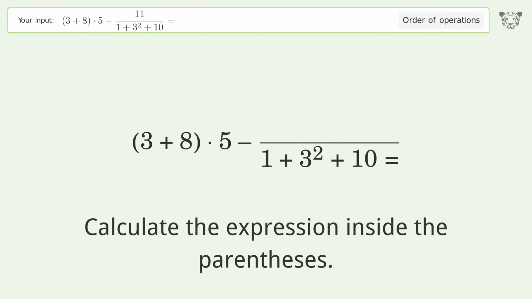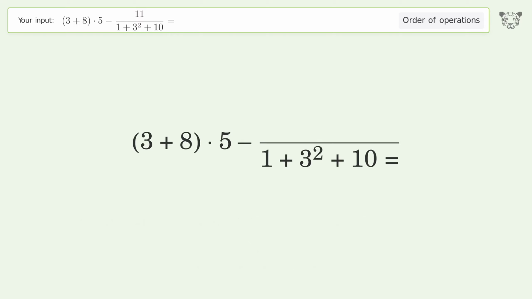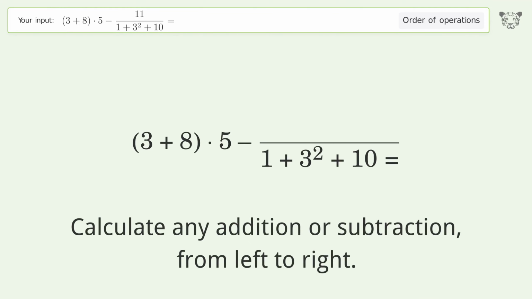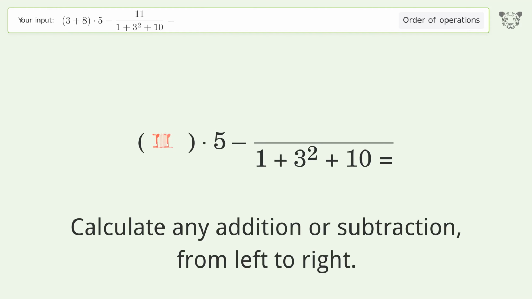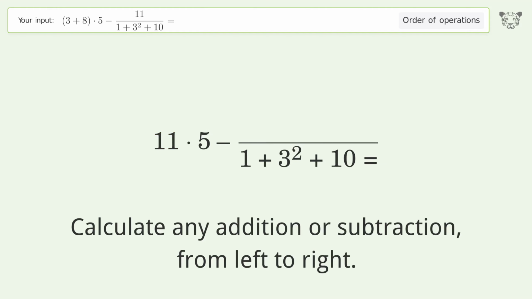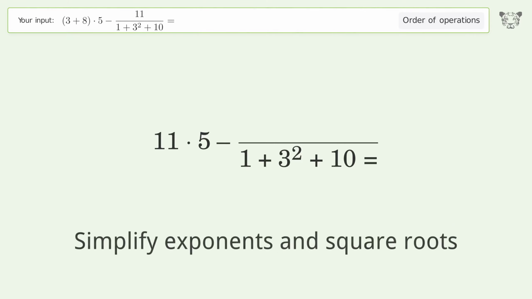Calculate the expression inside the parentheses. Calculate any addition or subtraction, from left to right. 3 plus 8 equals 11. Simplify exponents and square roots. 3 to the power of 2 equals 9.